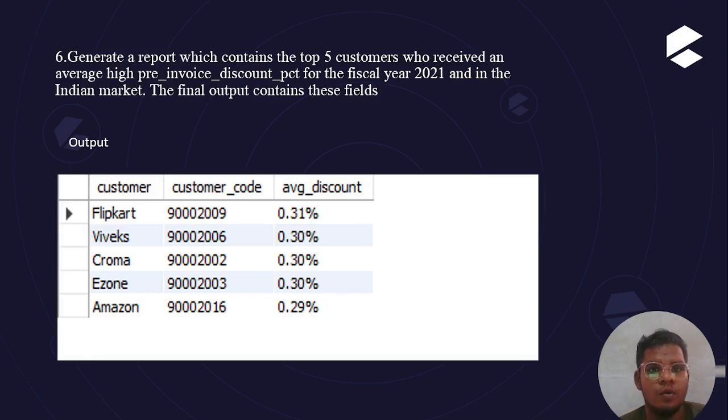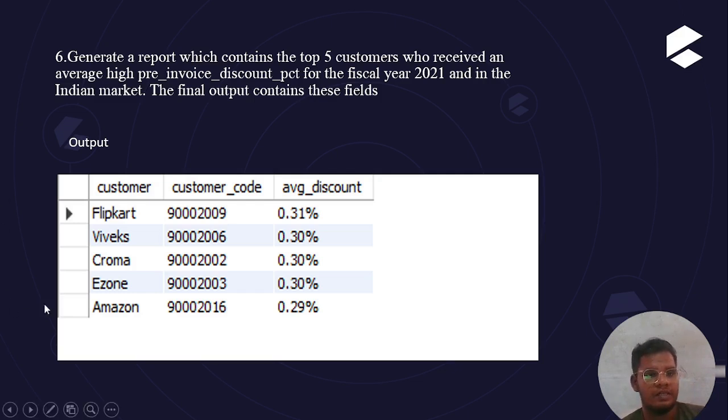Generate a report which contains the top 5 customers who receive an average high pre-invoice discount percentage for the fiscal year 2021 in the India market, right? The pre-invoice discount is actually what the manufacturing company gives to customers who frequently take products in bulk quantity over a long period. There are a lot of reasons behind that, but the pre-invoice discount is not invoiced. Before the invoice they are printing the discount, or after that there are some discounts. That's why it is the pre-invoice discount.